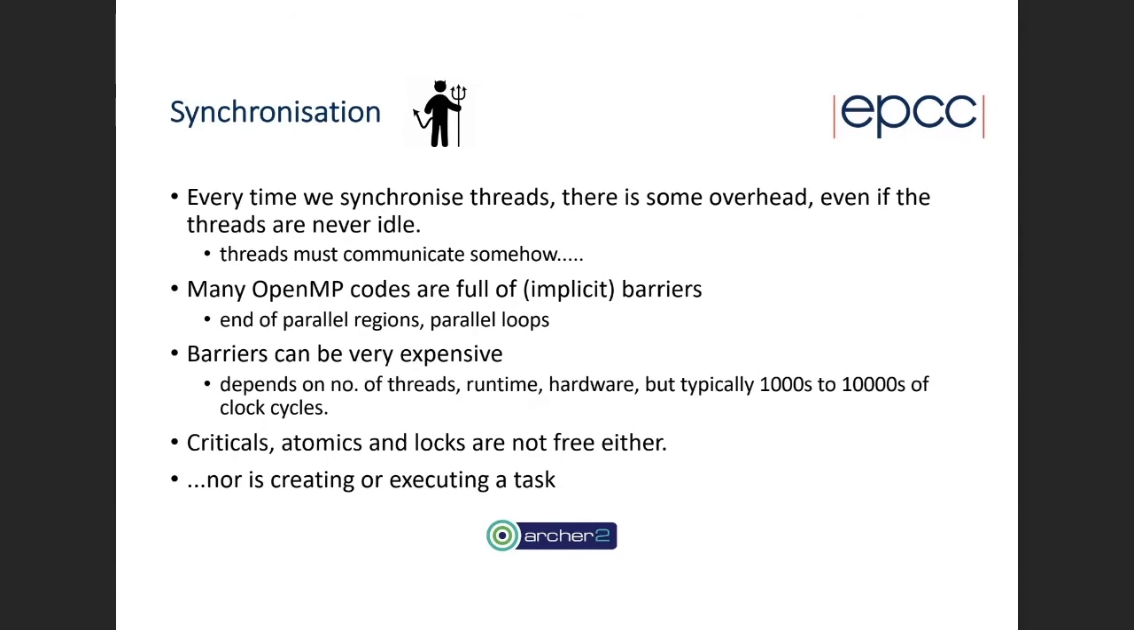A lot of OpenMP implementations put a lot of effort into optimizing their barriers, but nevertheless, it is just down to reads and writes. And again, just to emphasize, many OpenMP codes are full of implicit barriers, and they can be quite expensive. How expensive depends on the number of threads you have running, which runtime, and on the hardware, but it can be on the order of thousands to tens of thousands of clock cycles. And the other synchronization constructs, criticals, atomics, locks, are not free either, and nor is, for example, creating or executing a task.